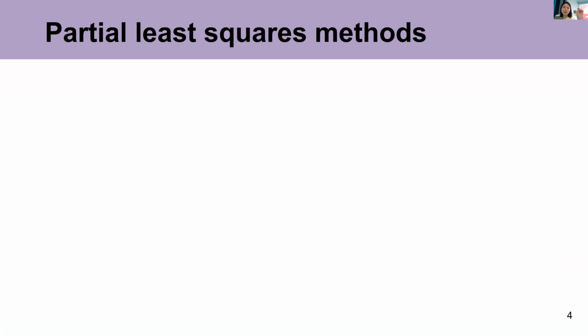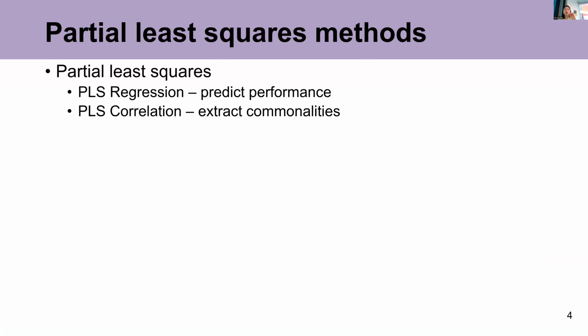So, partial least squares methods. Partial least squares methods are the multivariate methods that we use to look at correlation between two sets of things. It comes in two formats. One is regression. If you want to predict, for example, my behavior with my brain, then you would use partial least squares regression. If you want to look at correlation, at commonalities in the behavior, you would do PLS correlation instead.